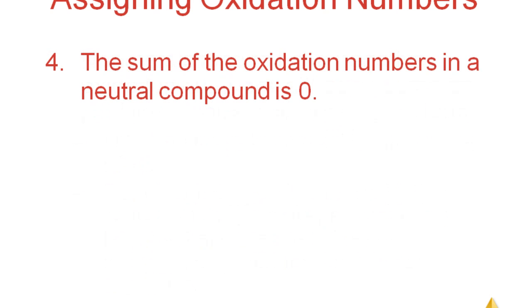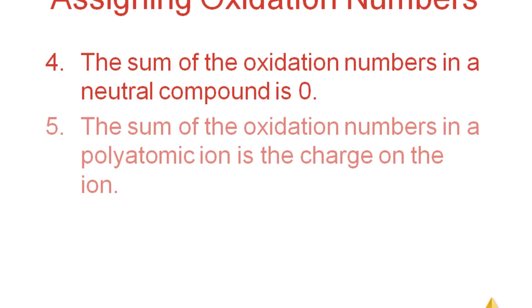Now the sum of the oxidation numbers in a neutral compound will always be 0. So all the positive charges and all the negative charges should add up in a neutral compound. Just like that, the negative oxidation numbers and positive oxidation numbers should cancel each other and you should get 0. And what about a charged species, a polyatomic ion? The sum of the oxidation numbers should be the same as the charge on the species, like SO4 2-, the sulfate ion. When you calculate the oxidation numbers of oxygen and sulfur and take the sum of all that, you should get 2-.